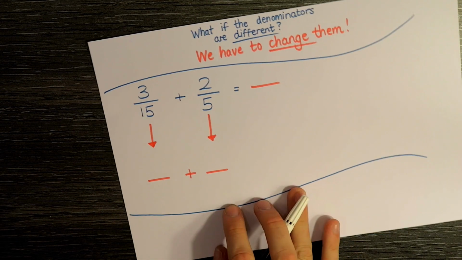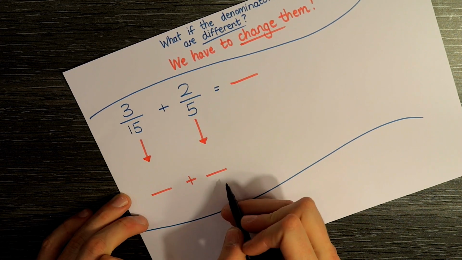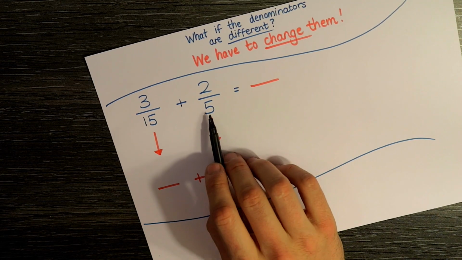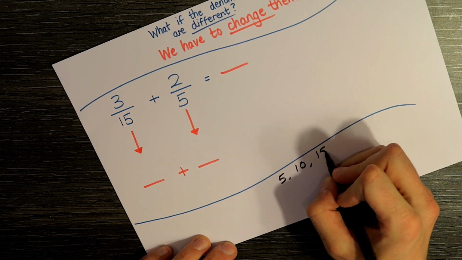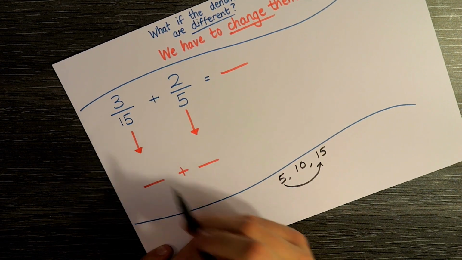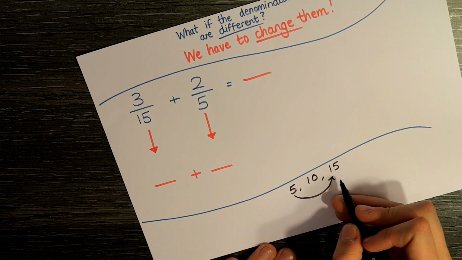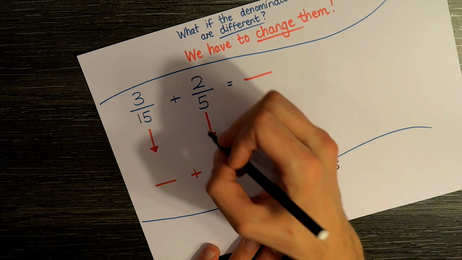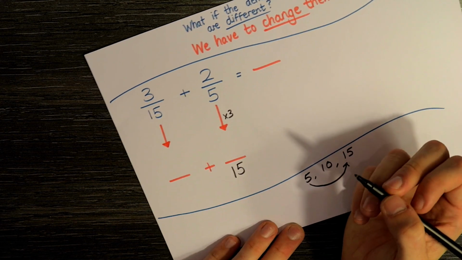So this is what I'm going to do. I need to think about how I can make this 15 or this 5 the same. Now, I know that in my 5 times table, I have 5, 10, 15. So I know I can turn this 5 into a 15 to make it like this one. I want to make them the same. So how did I get from 5 to 15? Well, I just times by 3. 5 times 3 is 15.